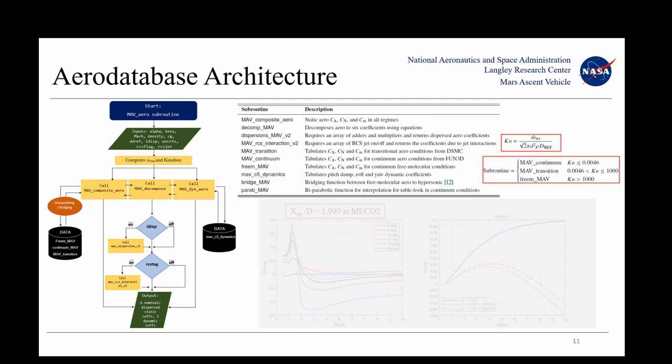And there are cutoff Knudsen numbers. If the Knudsen number exceeds 1,000, we're entering the free molecular MAV subroutine. If it's between 0.0046 and 1,000, it triggers the transition subroutine. And if it's anything below that, then it triggers the continuum subroutine, and Mach number generally becomes an input for the aerodynamic database rather than the Knudsen number.